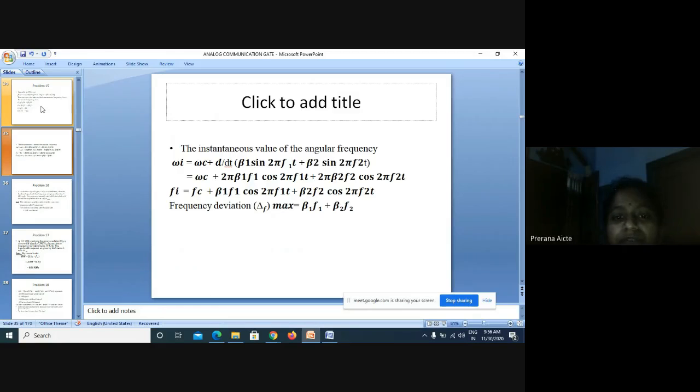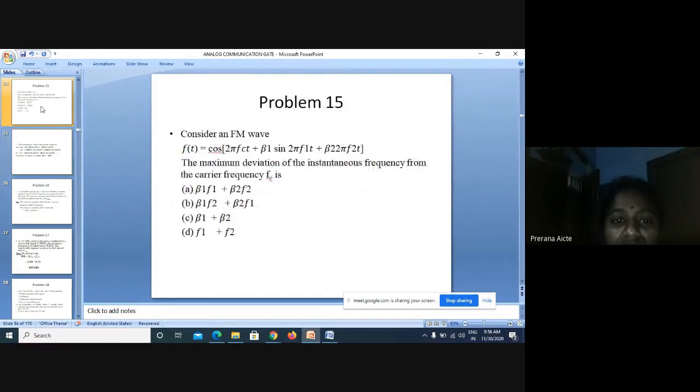If you observe here, what is the deviation you are getting? The maximum frequency deviation is fc plus del f. What is this del f? It is beta 1 f1 plus beta 2 f2. So our answer is the maximum frequency deviation equal to beta 1 f1 plus beta 2 f2. So A is the correct option. This is the maximum deviation of the instantaneous frequency.